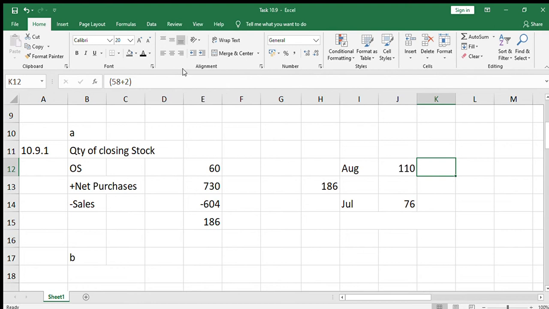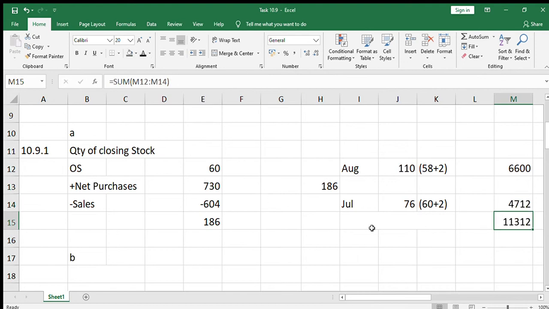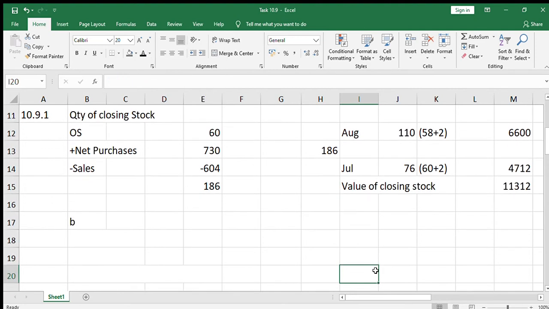Okay, so in August, the price was 58 and the carriage was 2 Rand. In July, it was 60 and the carriage was 2 Rand. Okay, and you're just going to work out your answers then. So 110 times 60 and 76 times 62. Okay, and this will give us the value of closing stock, which is what we needed. So value of closing stock is 11,312. And we're going to use that when we're calculating cost of sales.